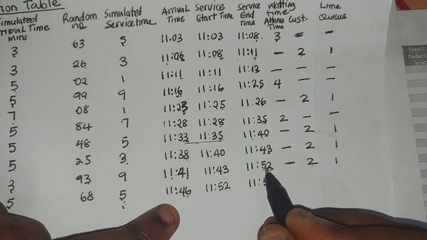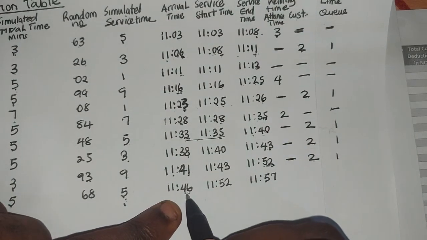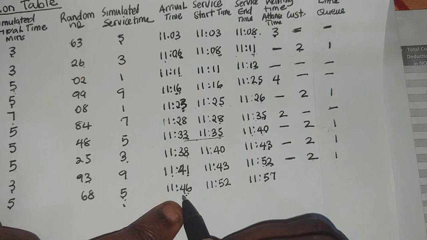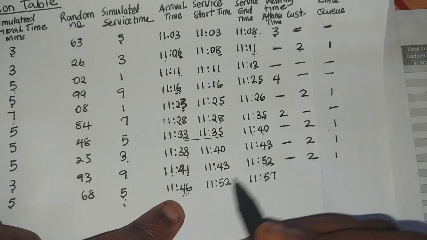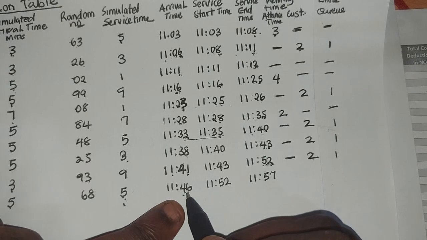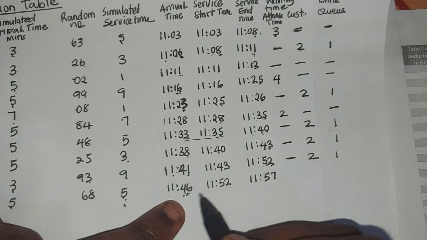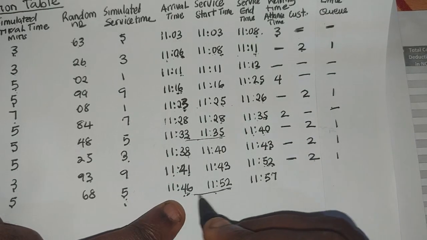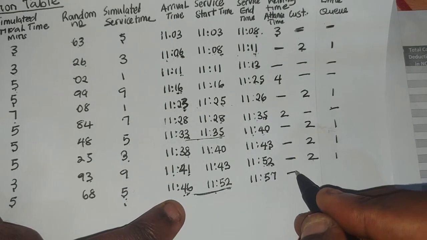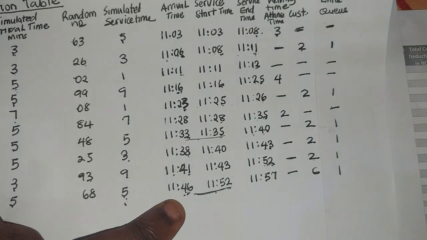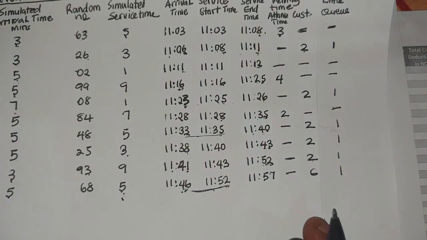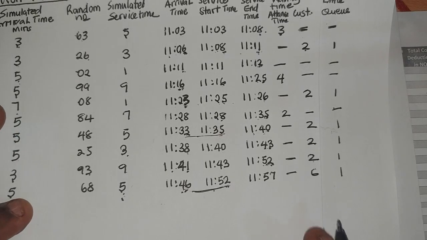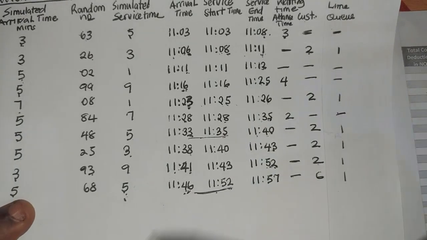Then, before this time, a customer has already arrived. The last customer arrived at 11:46. Which means that he waited for about 6 minutes before he was attended to. Okay? He waited for 6 minutes. Okay? Hope you understand this. So you can go through it again with the video.